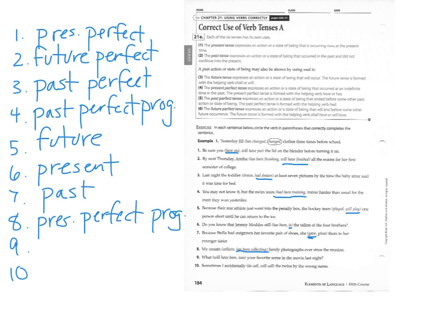For 9, what will have been or was your favorite scene in the movie last night? We're going to say, since we already saw it, we're going to go was. That's simply the past. And the last one, number 10, sometimes I accidentally do call or will call the twins by the wrong name. So we're going to say will call, and that's going to be the future.